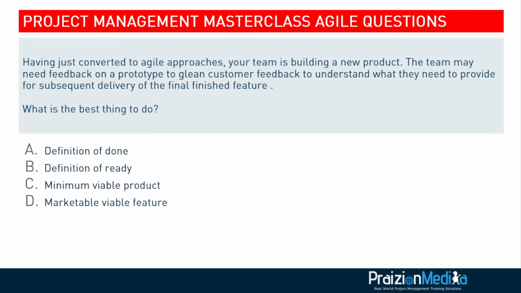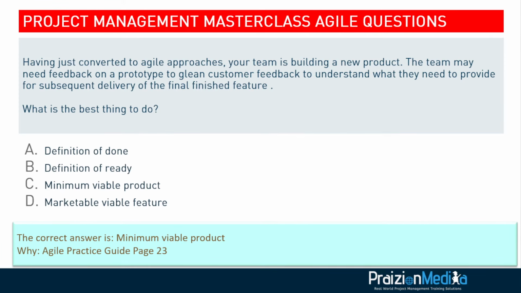3, 2, and 1. All right, hit the pause button if you need more time. The best answer here is actually the one where you are looking for feedback, right? The best answer here is the minimum viable product, MVP. This is on page 23 of the Agile Practice Guide. MVP is tied to the feedback that we get from our stakeholders, our customers. So that would be the best option.